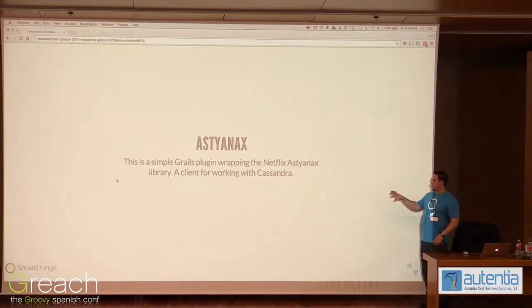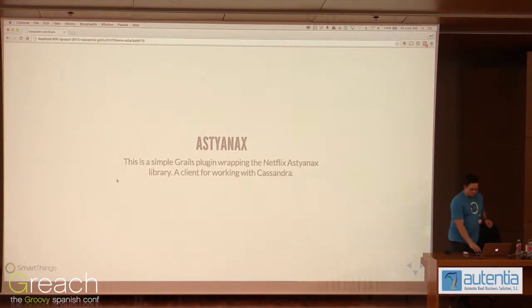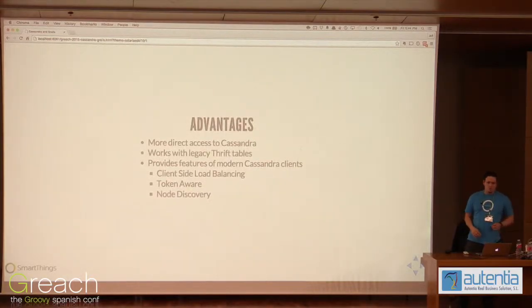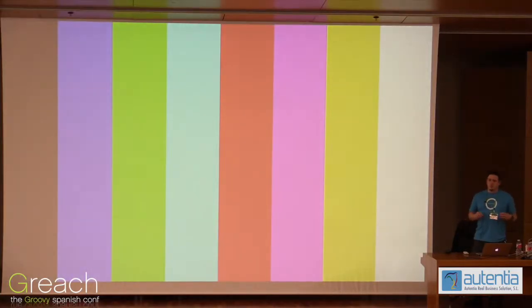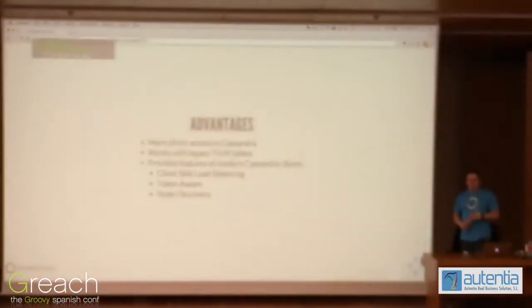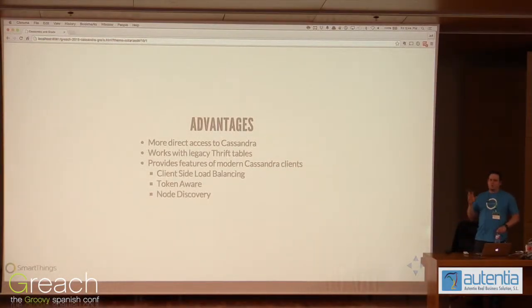So the Astyanax plugin is basically a really simple wrapper that will provide direct access to Cassandra. It works with the legacy Thrift tables, which is nice. And it has the features of modern Cassandra clients. What I mean by that is a few years ago, not all Cassandra clients had these basics, which is you need client-side load balancing, token aware, and node discovery.